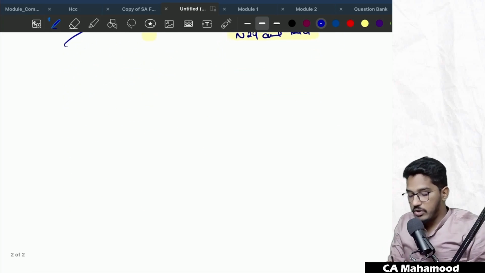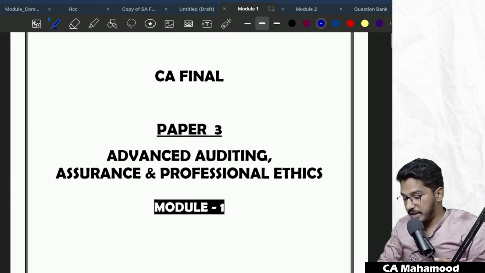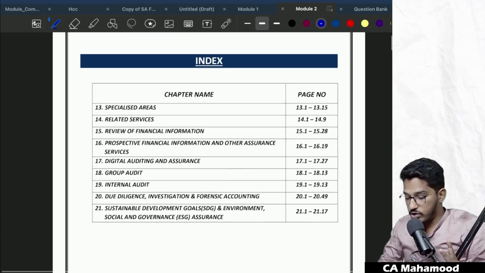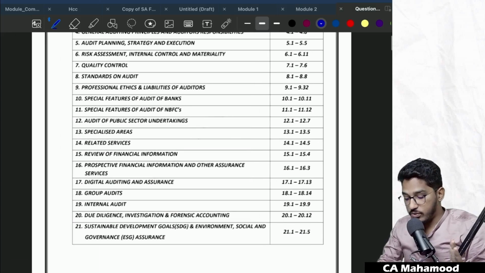Now, talking about material. In fact, we have our materials ready. Material preparation has been done. We have main material of 2 modules, module 1 and module 2. Along with that, we also have one question bank.